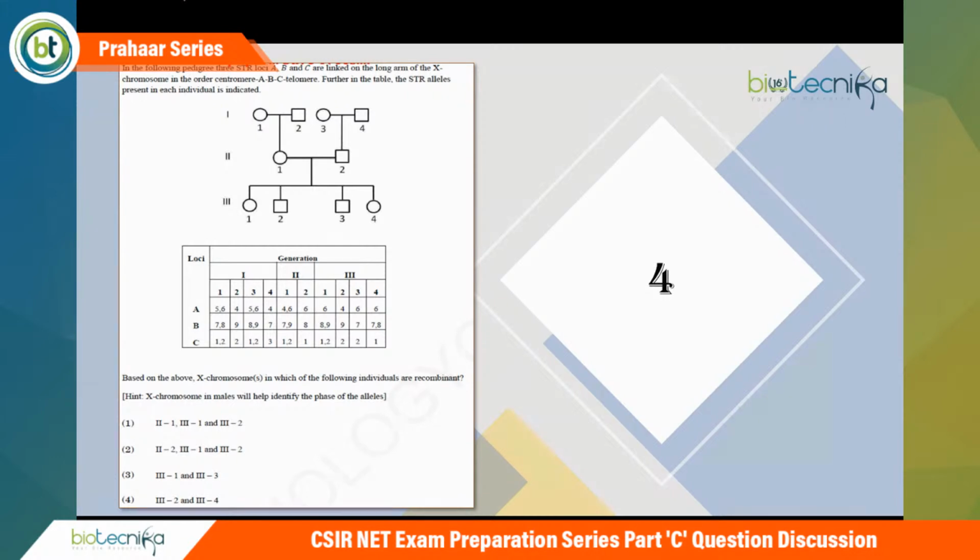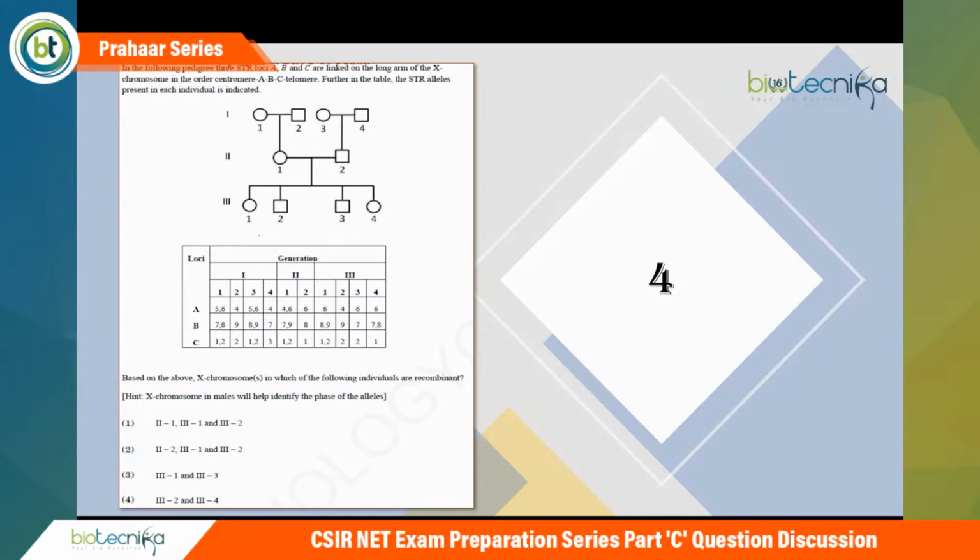In the following pedigree, three STR loci A, B, and C are linked on the long arm of the X chromosome in the order A, B, centromere, A, B, C, telomere. Further, in the table, the STR alleles present in each individual are indicated. So here is the table that is given. Now the pedigree chart is given. You do not need a lot of knowledge of pedigrees for solving the question. Some basic knowledge you need to have. First of all, circle means female, square means male.